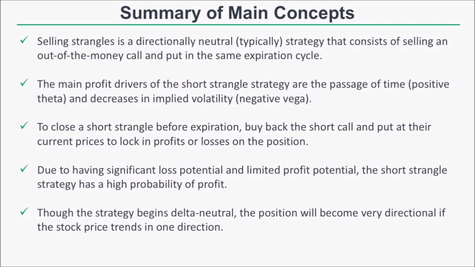Now, though the strategy begins delta neutral most of the time, the position will become very directional if the stock price trends in one direction. That's because the strategy consists of a short call and short put, and it also has negative gamma. So, as the stock price increases, the short strangle position will become more bearish because it'll have negative deltas, and if the stock price decreases, the short strangle position will get more long because it'll have positive deltas.